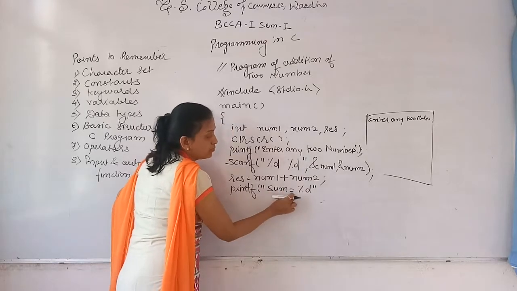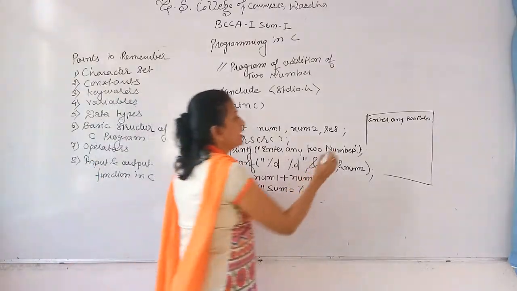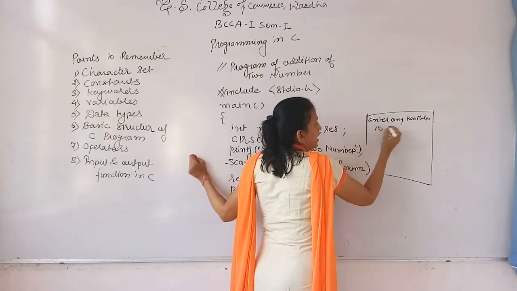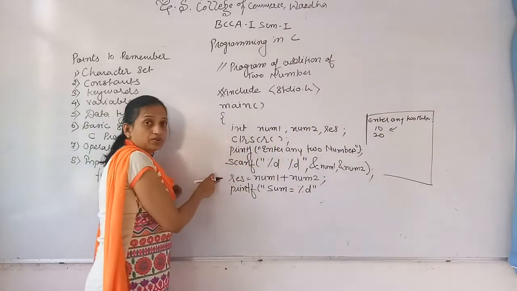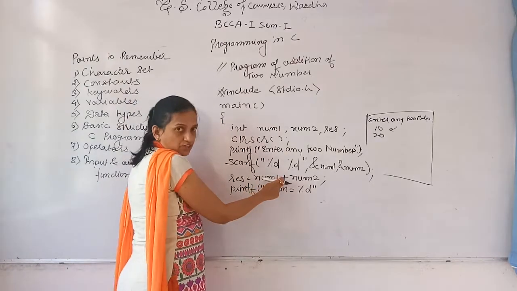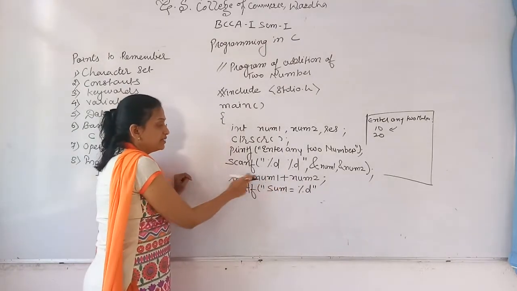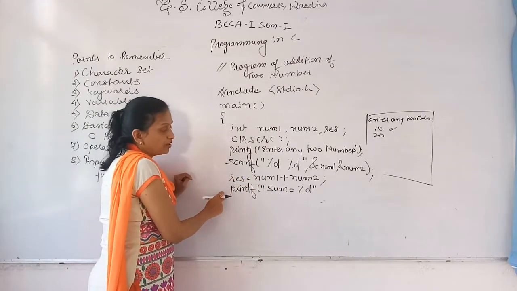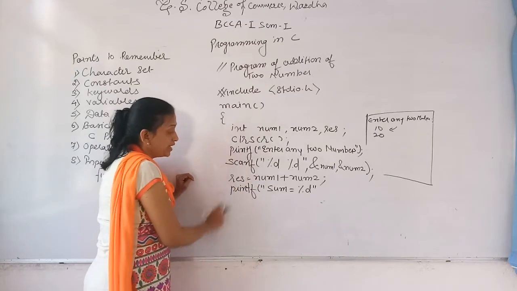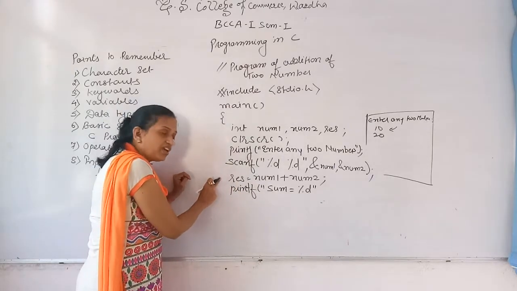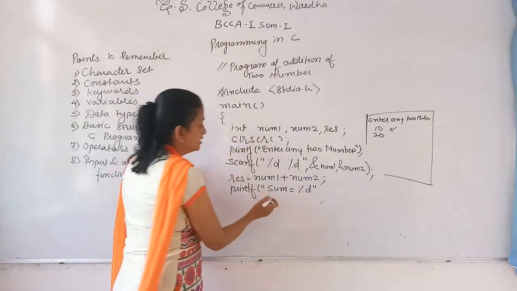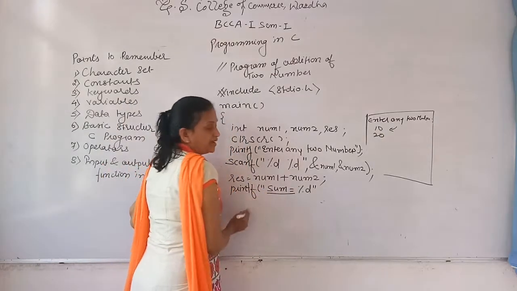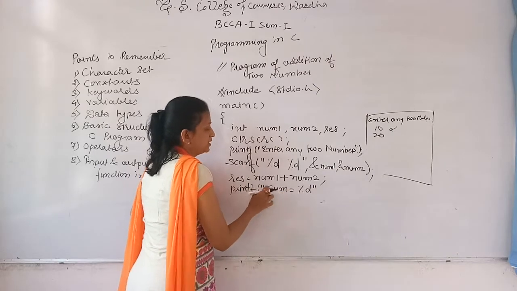Okay, sum equals to means when you input the value here 10, enter 20, then the compiler will do the task of addition and the result will be stored on res. And we are printing the value of res variable along with the sub message. That means this message is printed as it is by the compiler.